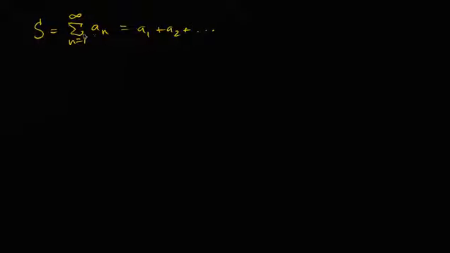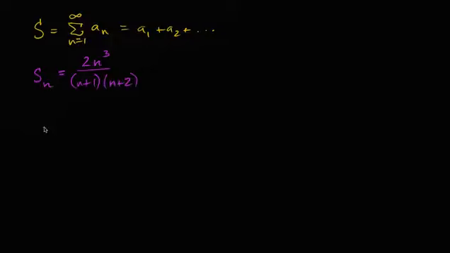So let's say, and I've written it in very general terms, let's say we have a formula for the partial sums of S. So we know that S sub n is equal to 2n to the third over n plus 1 times n plus 2.